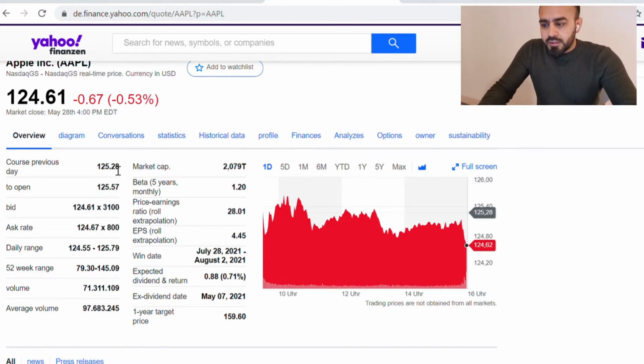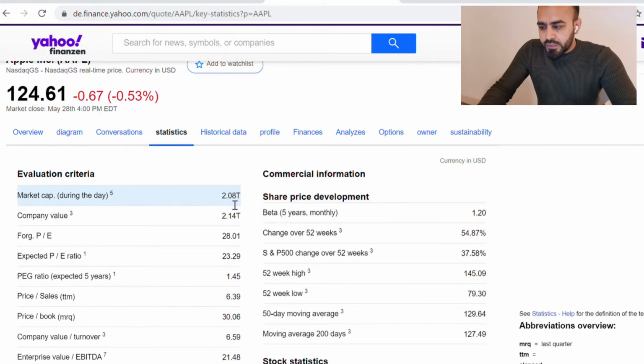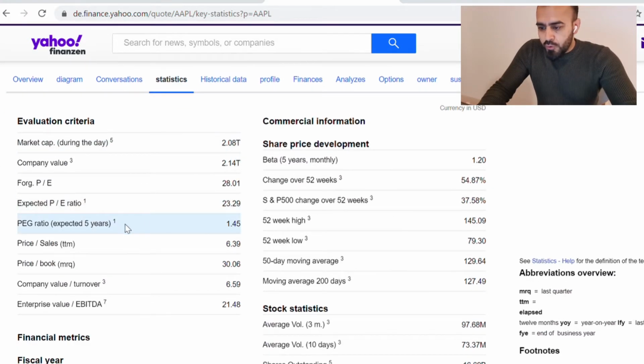The other thing I want to talk about is the PEG ratio. It should always be under 2. You can see that for Apple it is 1.45. The PEG ratio for a company should always be under 2 if you want to trust the company. Anytime the PEG ratio is above that, I would not trust the company in such a sense that I can invest for 10 years in that company.